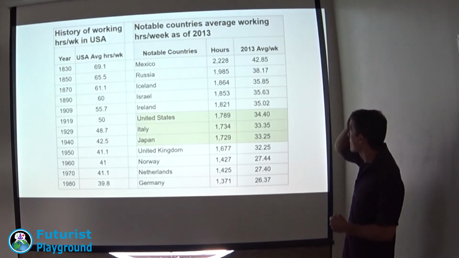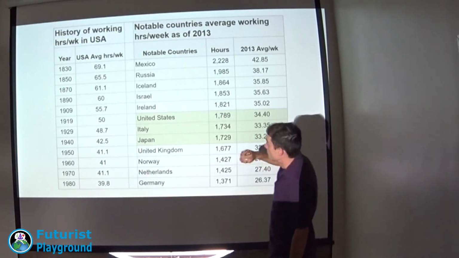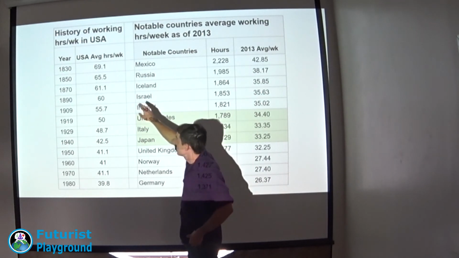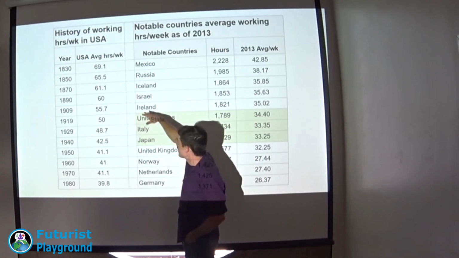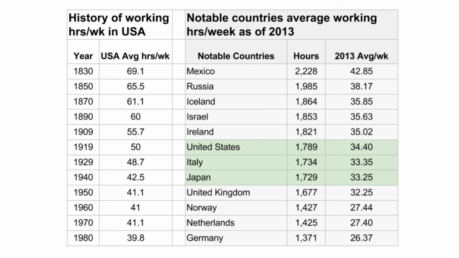Okay, so this is an important chart. We're looking at the average hours per week, starting in 1830, going through about 20 years. We see we start at about 70 hours, continuously reducing in time. Now, we go to today, 2013, where countries are at with their average time.